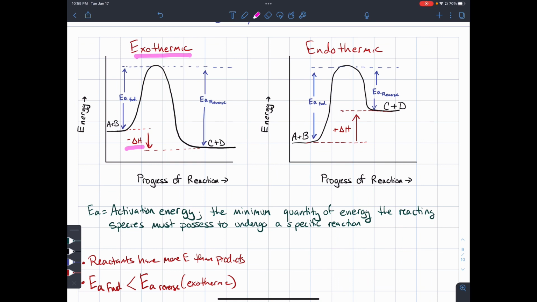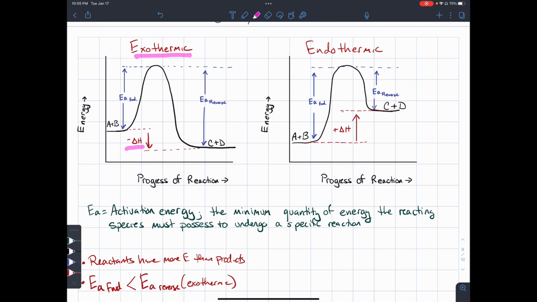And we know that because there is a lower number of energy, a lower height on the energy curve for the products than the reactants. So that's something that you probably already knew about a graph like this. The only thing we're adding is a description of this hump, the hump that exists between the reactants and the products.